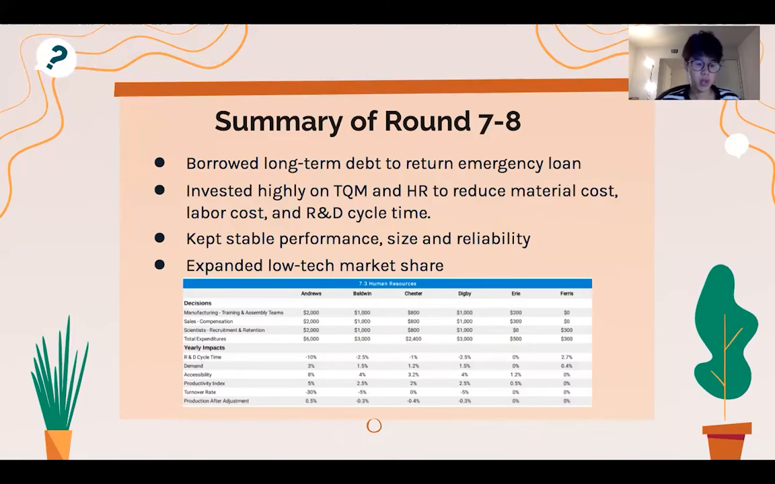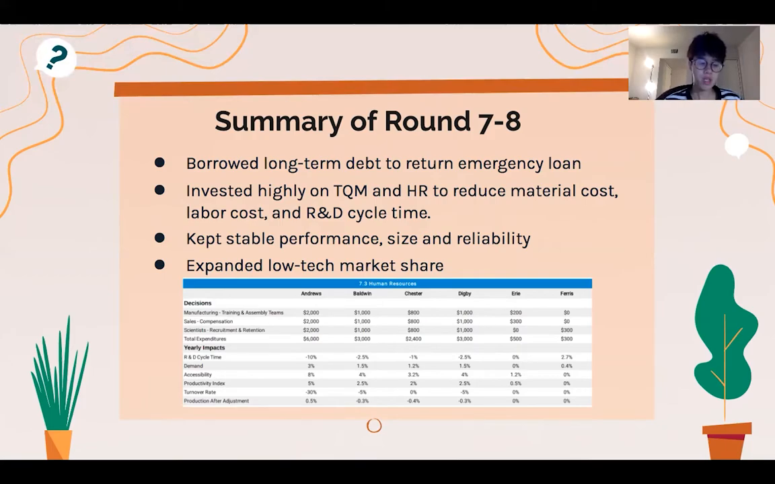After all the adjustments and the new product launch, we have seen our marketing slowly start to get better. Because we had previously triggered an emergency loan, we want to pay it off as soon as possible because the interest rate was really high. And since we wanted to produce more in round 7, we decided to go for a long-term loan. Then we invest highly in TQM and HR to reduce material costs, labor costs, and R&D cycle time, trying to catch up with other competitors' market sales.